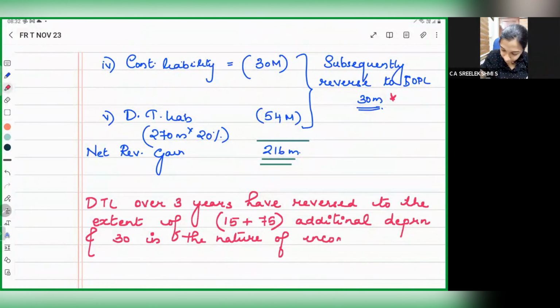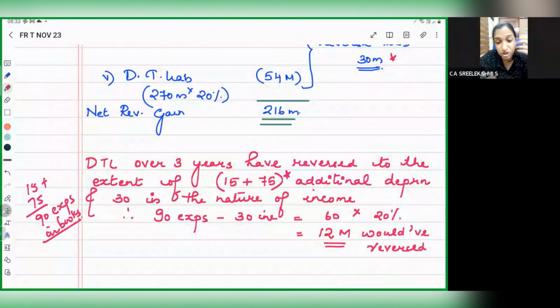Once more, this expense is in the books, but we did not get the tax deduction. I had to pay more tax. 15 plus 75, 90 expense in books. Books expense only. Income tax didn't allow me. So to the extent of 90, I paid more tax. What about that 30? 30 was a contingent liability I recorded like an expense, but finally that is not there in the tax records. Finally the liability didn't come.